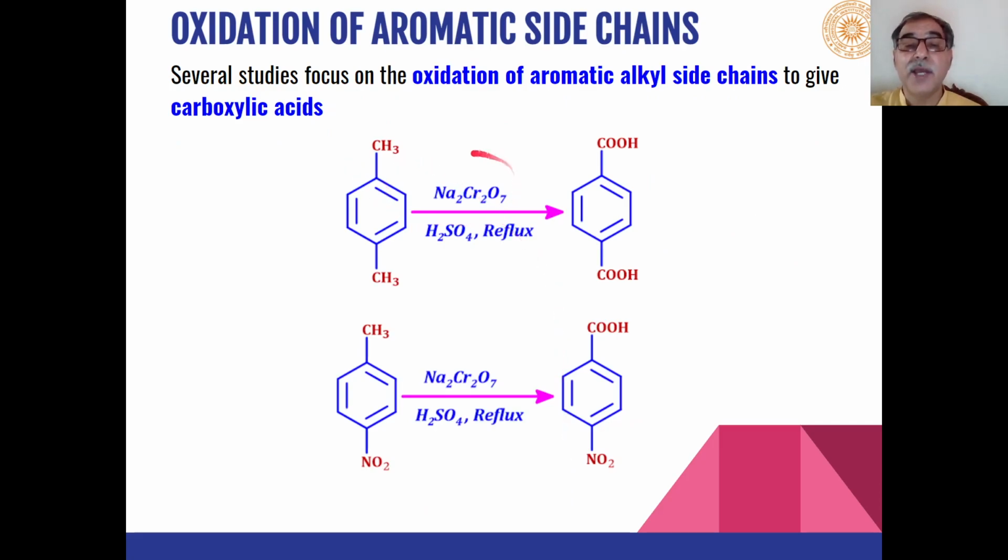Then dichromates, when they are reacted with aromatic compounds, oxidize the side chains to carboxylic acids. No aldehyde or ketone is formed in these reactions. So, for example, paraxylene will give us 1,4-dicarboxylic acid benzene as the product, whereas paranitrotoluene will give us paranitrobenzoic acid as the product when these are oxidized with sodium dichromate in acidic medium.